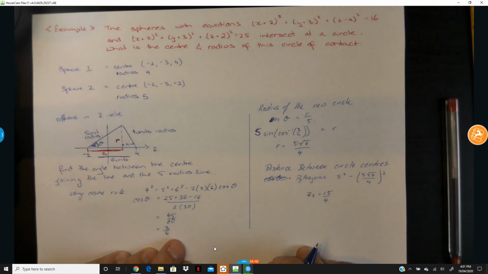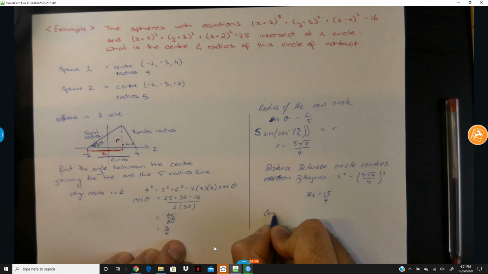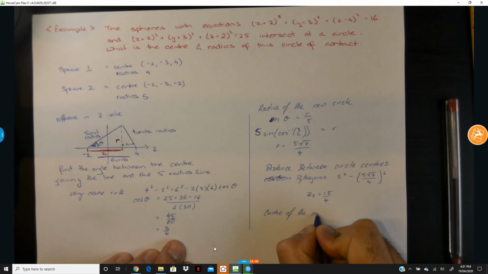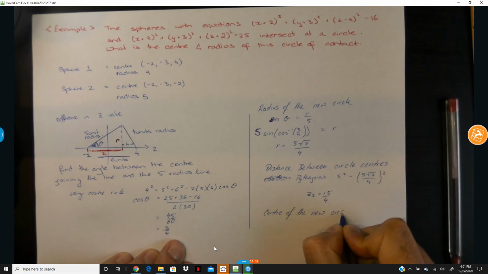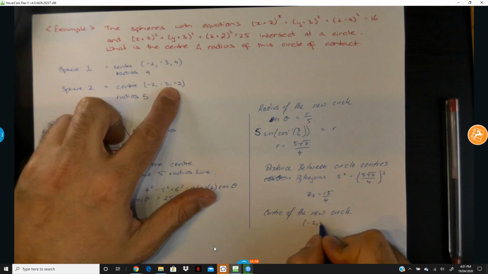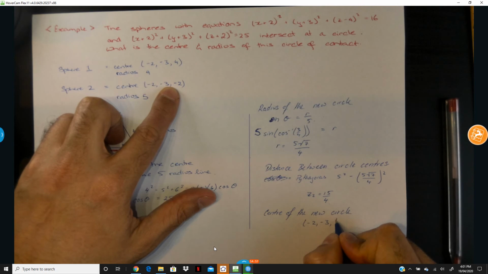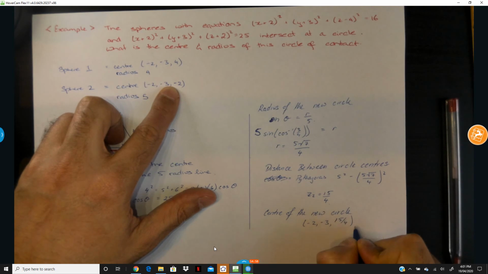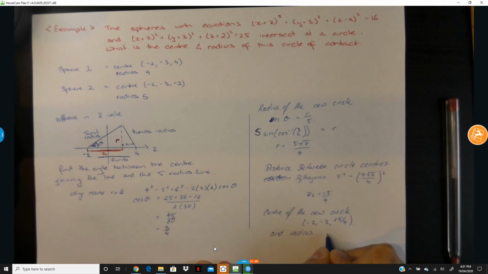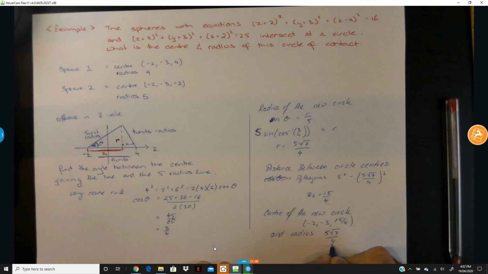So therefore the centre of the new circle is still going to be -2, -3. Now it's going to be 15/4. Yeah. And the radius is 5√7/4 units.